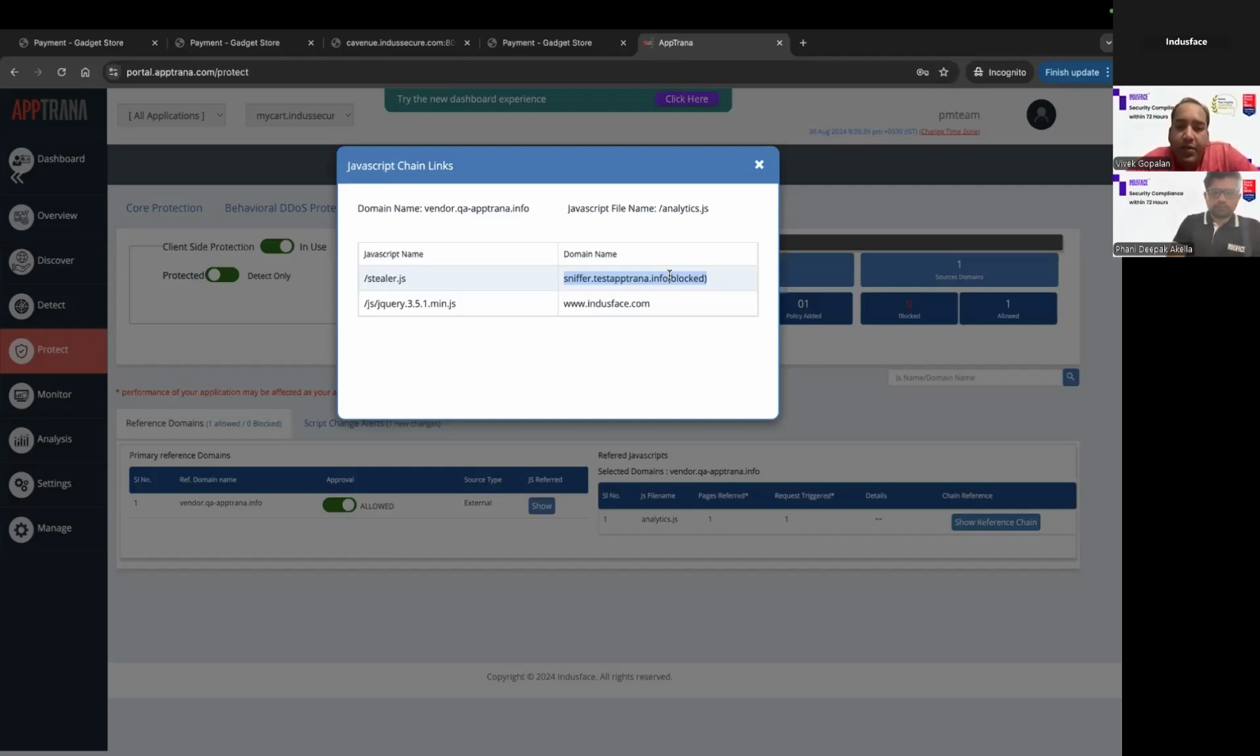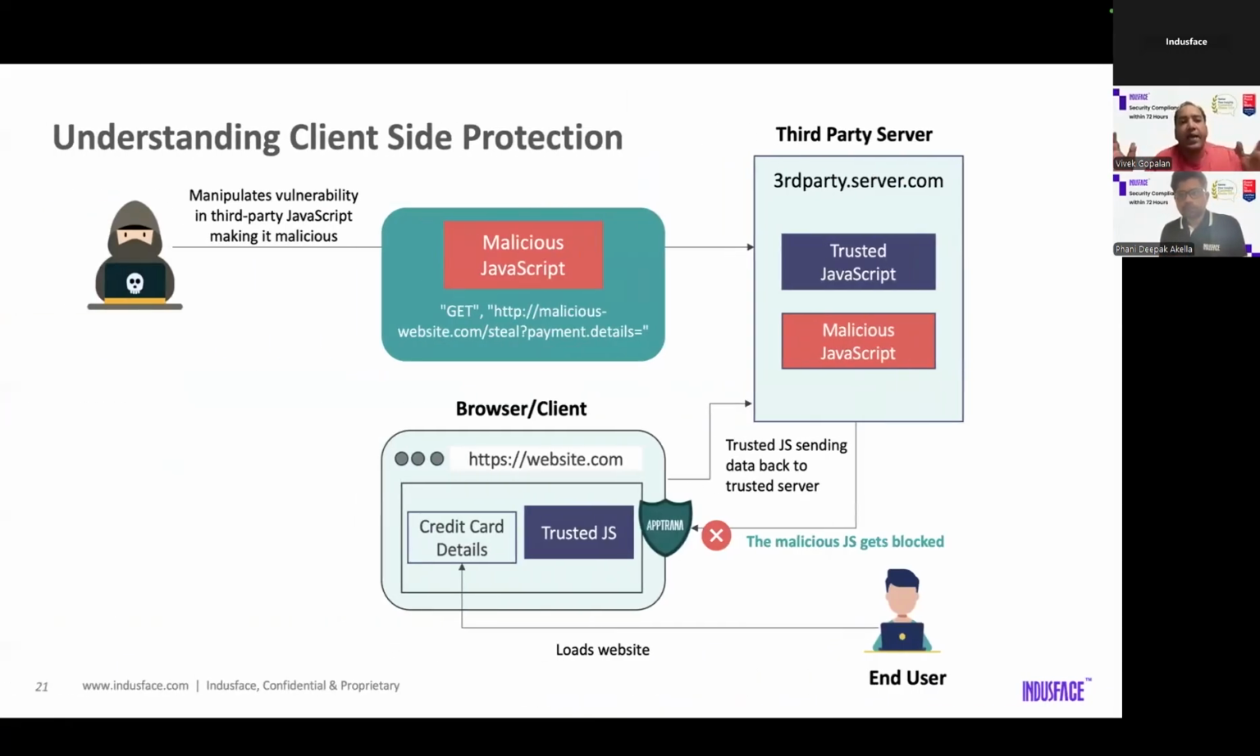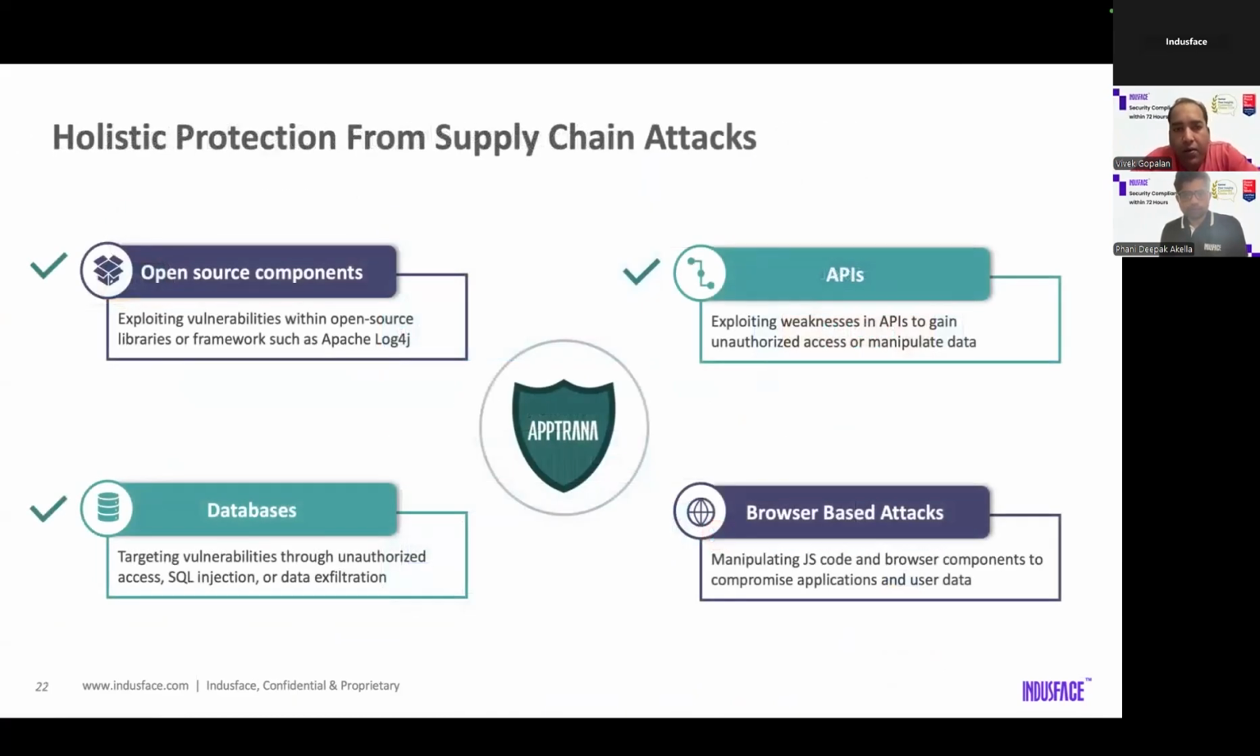Until then, this will be blocked, and then you can come and take any corrective actions as you need. So this is how the entire client-side protection works. I hope I was able to give you a good idea on how client-side protection, browser-based attacks happen, and how we protect against this using our client-side protection solution, which is part of our app runner.